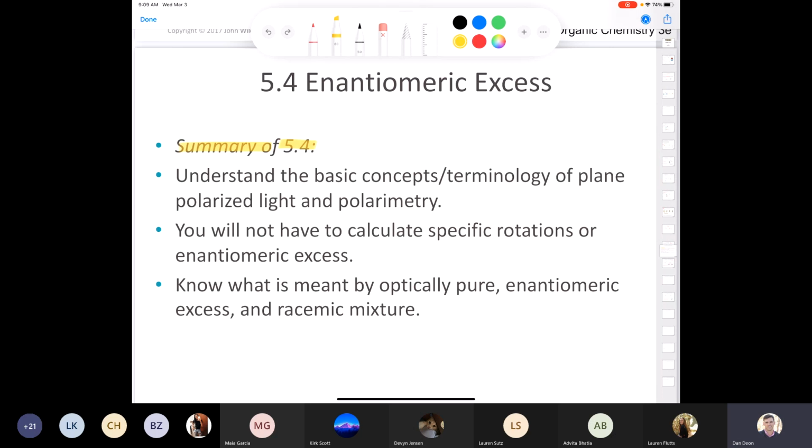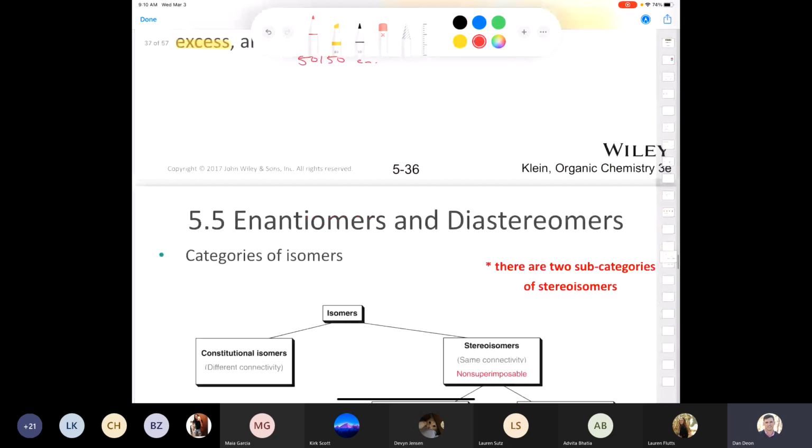Okay, however, you should know the terms. What optically pure means: that means you've got 100% one enantiomer. You should know what enantiomeric excess means: it just means you've got one enantiomer in a greater amount compared to the other. And you should know what racemic mixture means, right? It's a 50-50 mixture of enantiomers, okay? Those are the main concepts that you need to take away from section 5.4.